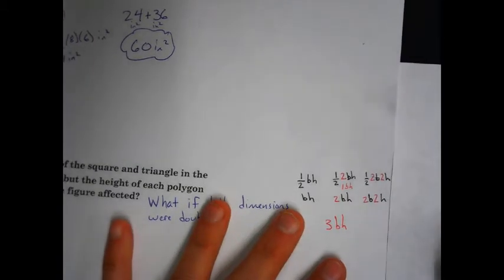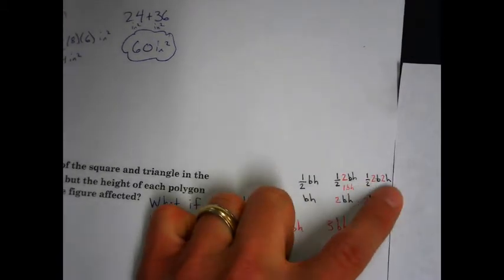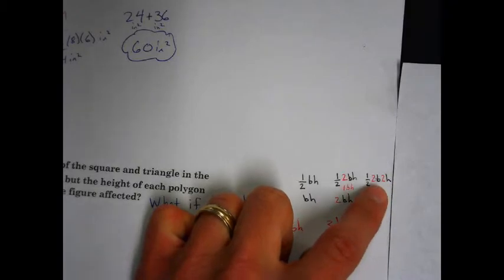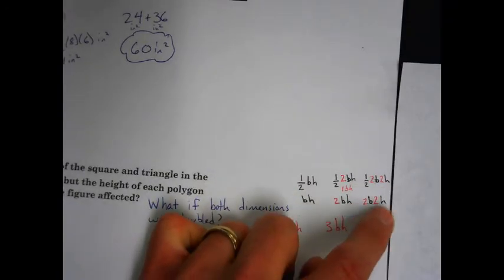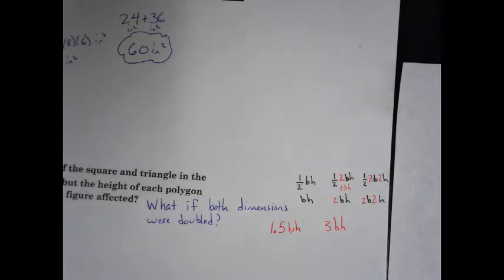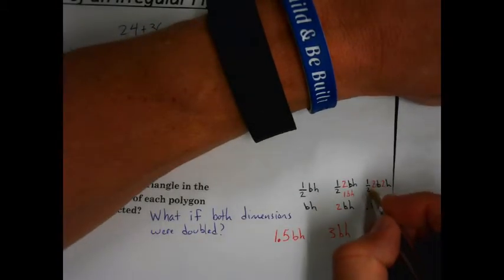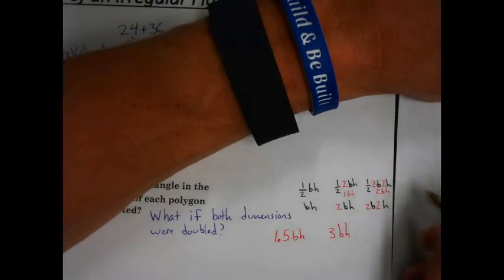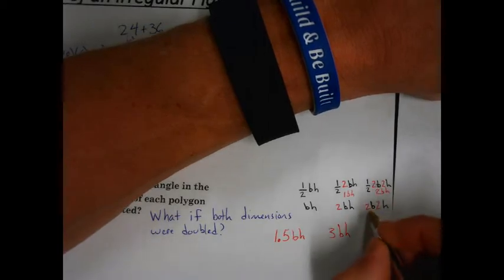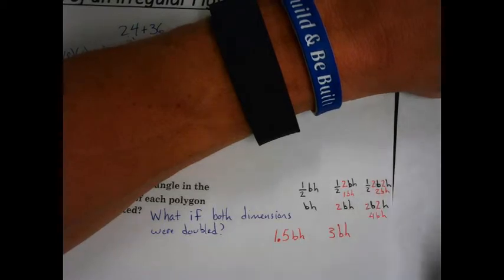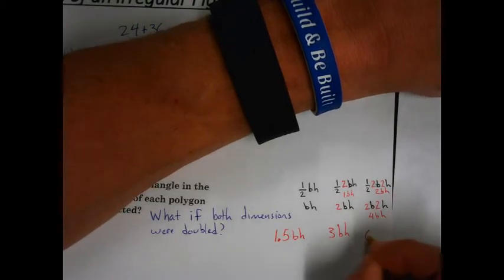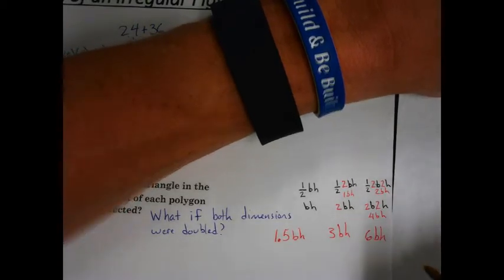If both dimensions were doubled, we'd have 1/2 times base times height, but the base is doubled, 2 base, and the height is doubled, 2 height. And then we'd have base times height, but the base is doubled, and the height is doubled. What would happen? So here we go again. 1/2 of 2 is 1, so this is basically 2 base times height for the triangle. And then 2 base 2 height is 4 base times height for the rectangle. That gives us 6 base times height.